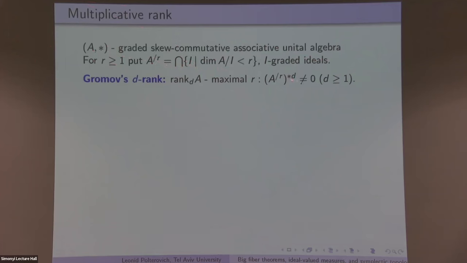Could I ask a question? Is anything known about fiber bundles? If I have a symplectic fiber bundle, how do these ideal valued measures behave? It's an interesting question. I think it simply was not done. Okay. Certainly a meaningful question. Thank you.